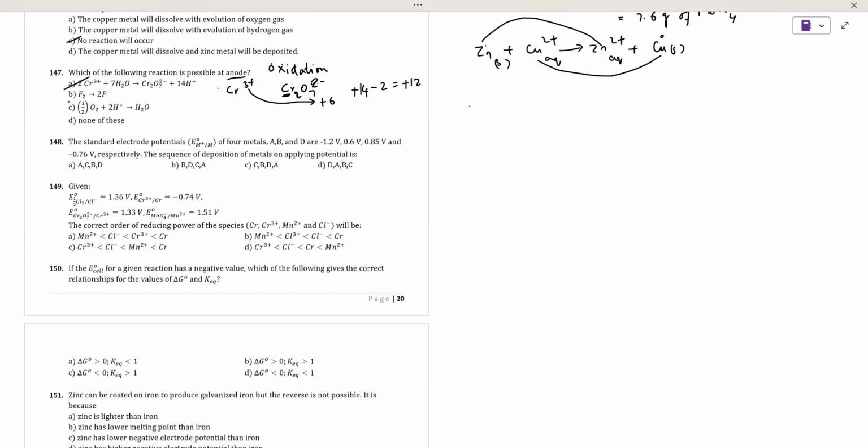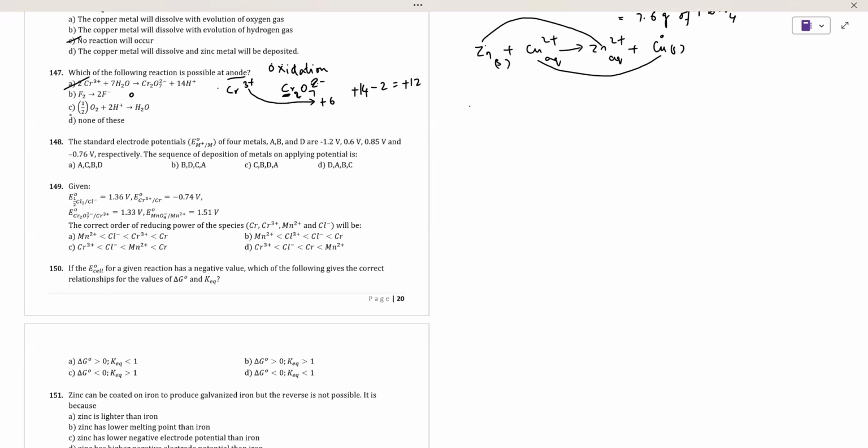So what is option B? Option B is saying F2. F2 will have an oxidation state of 0, and it will become F minus only when it gains electrons. Only when it gains electrons, and hence this is reduction. So reduction will not take place at anode. So option B is incorrect.